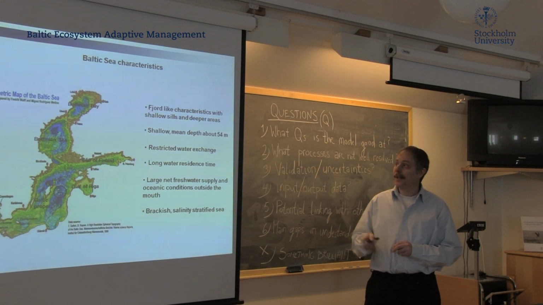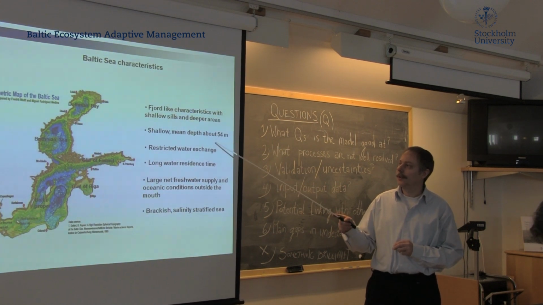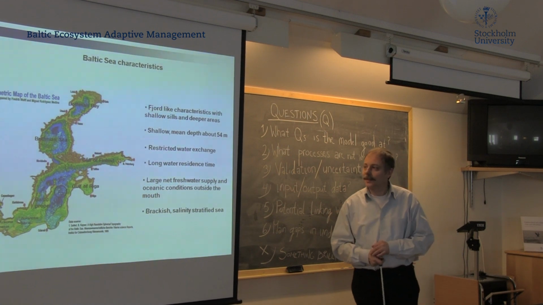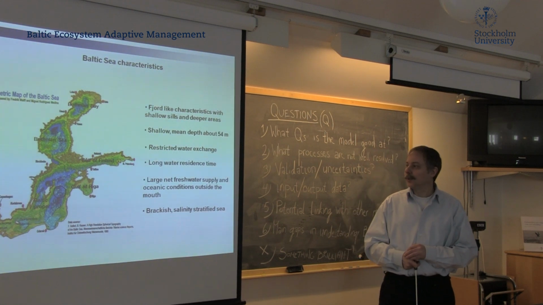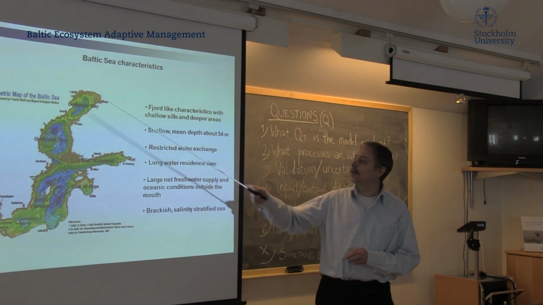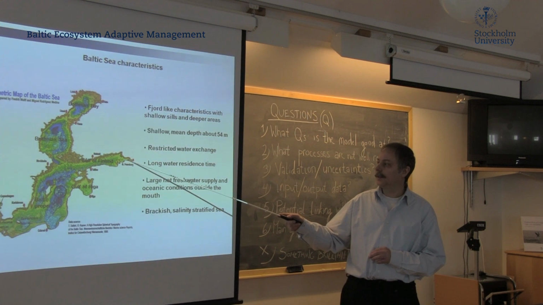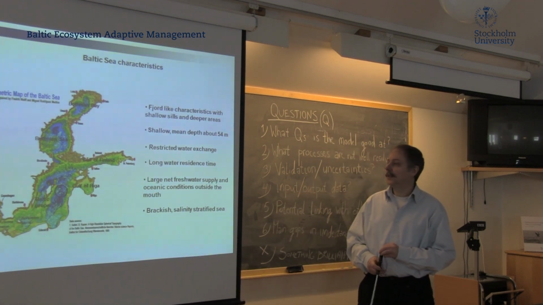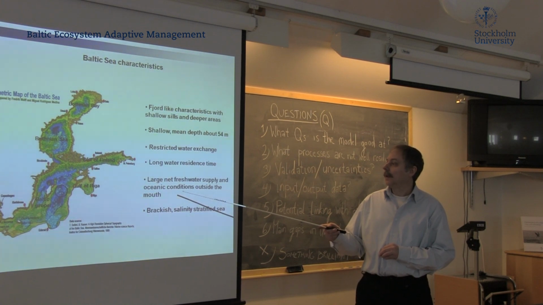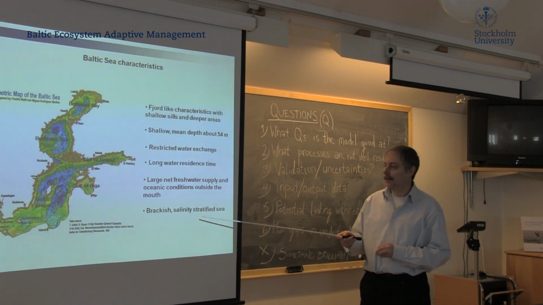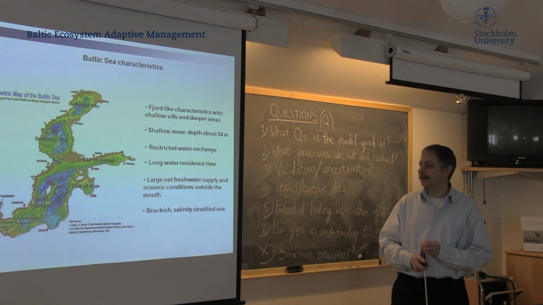It is shallow with a mean depth of 54 meters. The water exchange is restricted. That means a long water residence time. The freshwater supply is large, so therefore we have in the very north, say 2 PSU, and in the very east, in the river mouth of the river Neva. And then there's a gradient towards the Kattegat, where we have open sea salinity conditions, oceanic conditions outside the mouth. And that means a brackish, highly stratified water body.